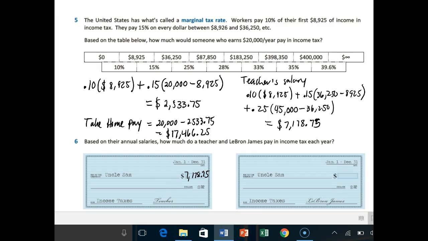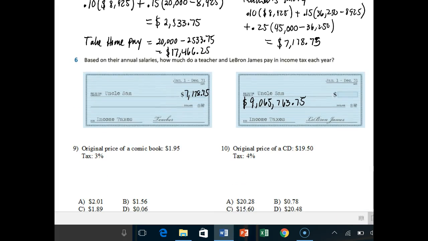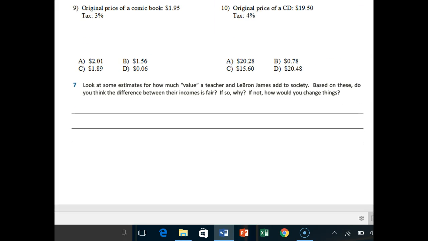So he's going to contribute more in this tax system. The math on this would be actually pretty crazy. I'm going to actually write it out here. LeBron actually is going to pay $9,065,763.75 per year to the government on taxes. I mean, that's a lot, but at the same time, he's also making $23 million. So it's not like he's going to be poor or anything like that.